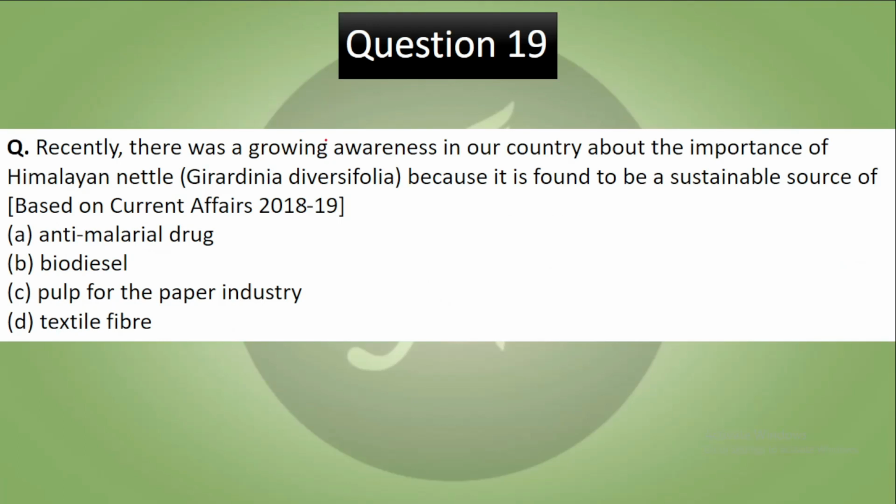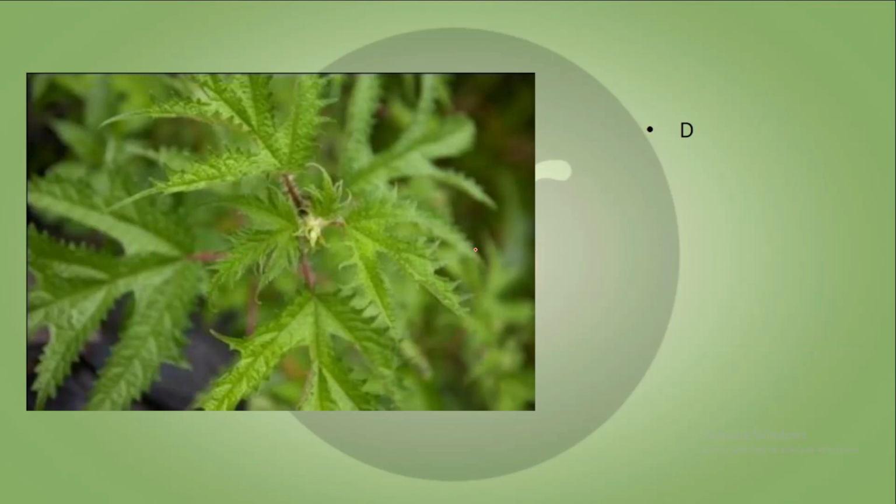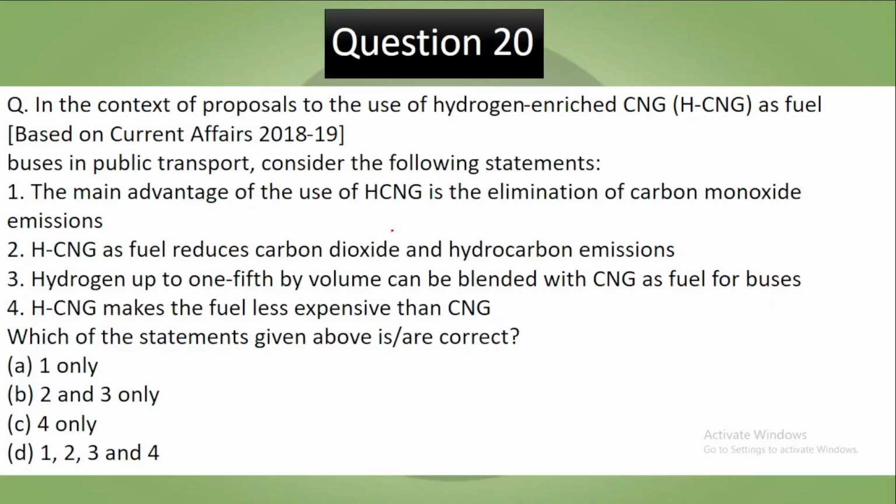Question 19. Recently there was a growing awareness in our country about the importance of Himalayan nettle because it is found to be a sustainable source of what? Anti-malarial drug, biodiesel, pulp for the paper industry, and textile fiber. Pause the video, try to think about it. So this is from the current affairs of that time. The correct answer to this is D, textile fiber. So this is what Himalayan nettle is.